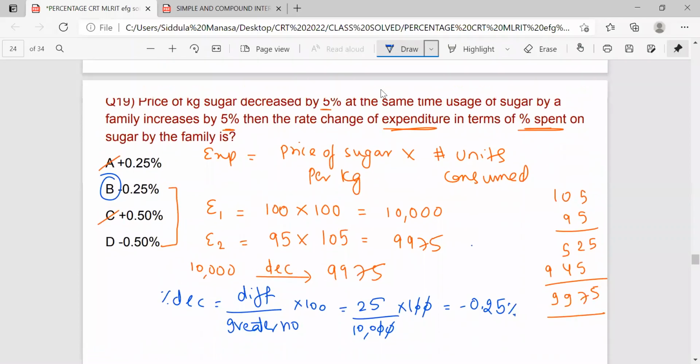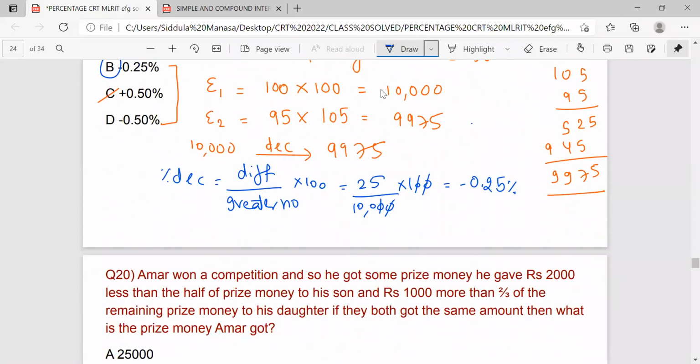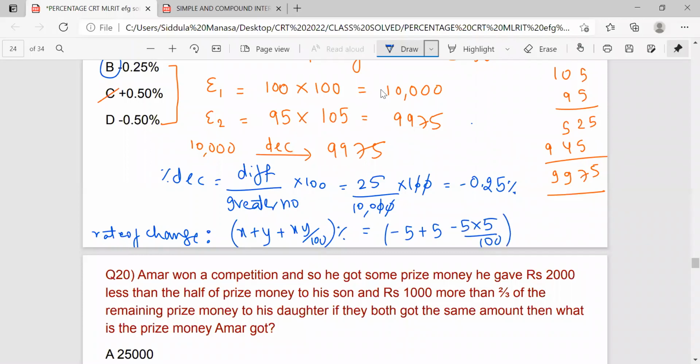So when you have rate of change in the expenditure, rate of change in the area, right? So when you have the rate of change word, we already discussed rate of change from initial to final, that is x plus y plus xy by 100 percentage. So that will be equal to x is minus 5, y is plus 5. So minus 5 into 5 by 100 percentage. So minus 5 plus 5 cancel. Minus 25 by 100, minus 0.25%. So this is method 2, using the formula.